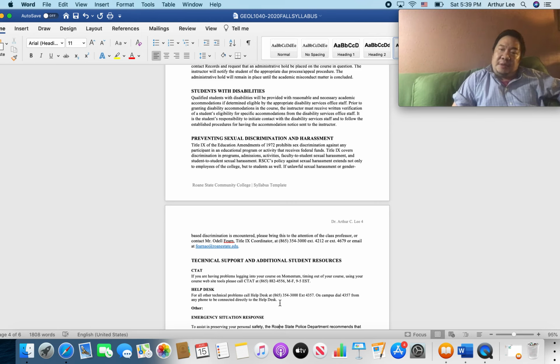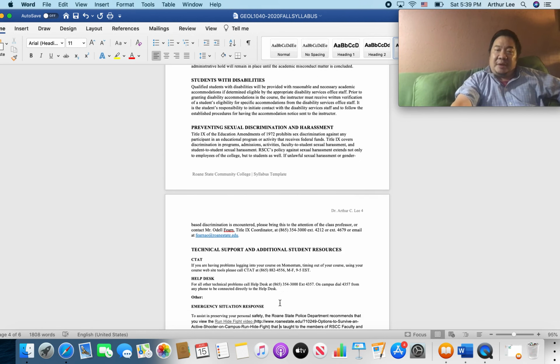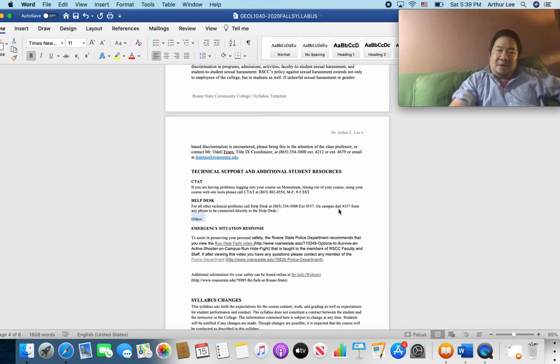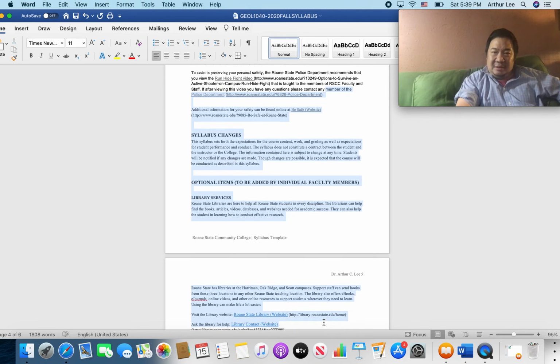Preventing sexual discrimination and harassment, you don't need to worry about anything like that. Technical support. If you have any computer problems, you can always call CTAT. There's the number there. Call the help desk. And we're probably not going to have emergency situation responses because we're not in the buildings. If there's any changes to the syllabus, I will tell you about them.